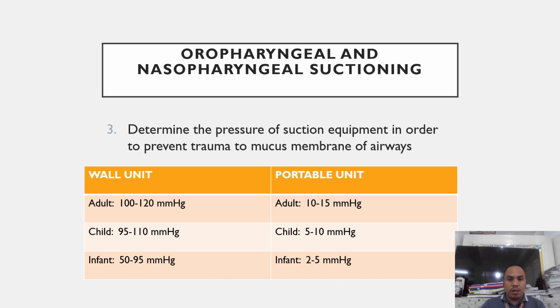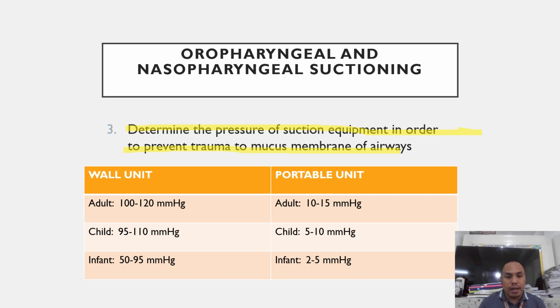We also need to determine the pressure of the suction equipment in order to prevent trauma to the mucous membrane of the airways. Turn the suction device on and set it to the appropriate negative pressure on the suction gauge. The negative pressure should be high enough to clear secretions but not too high. The rationale is that a high pressure can cause the catheter to adhere to the tracheal wall and cause irritation or trauma. A rule of thumb is to use the lowest amount of suction pressure needed to clear the secretions.